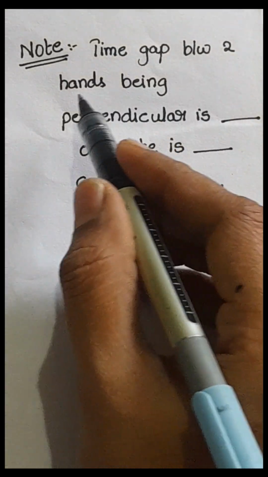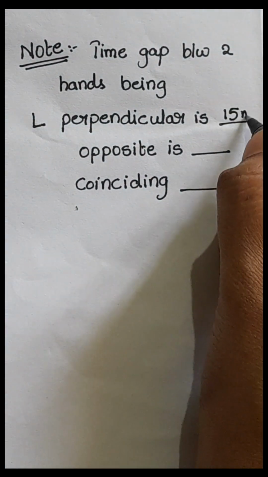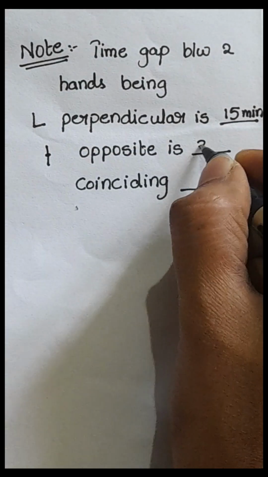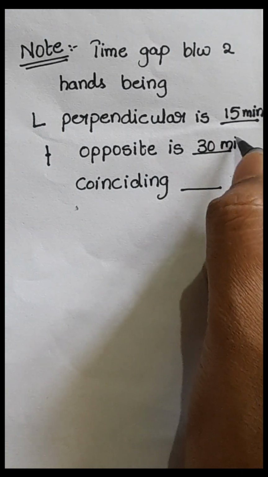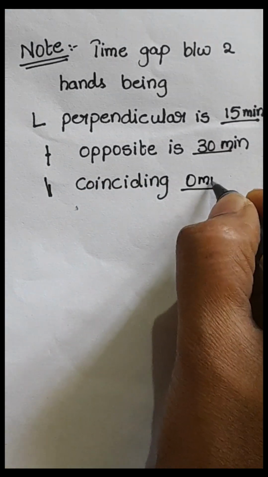The time gap between the two hands being perpendicular: perpendicular means 15 minutes. Opposite, so 30 minutes. Coinciding means 0 minutes.